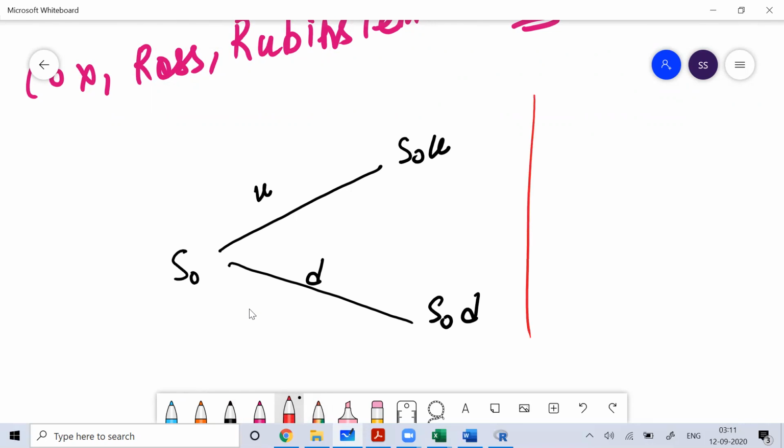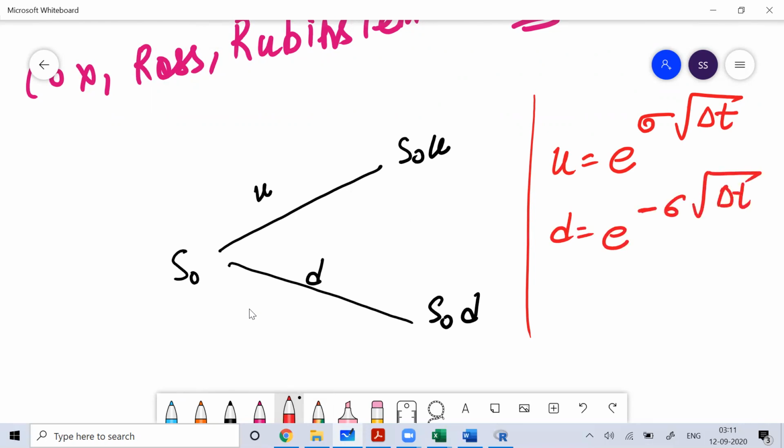Here you can calculate the value of u mathematically with the formula u equals e to the power sigma under root delta t, while d you can measure with the formula e to the power minus sigma under root of delta t.